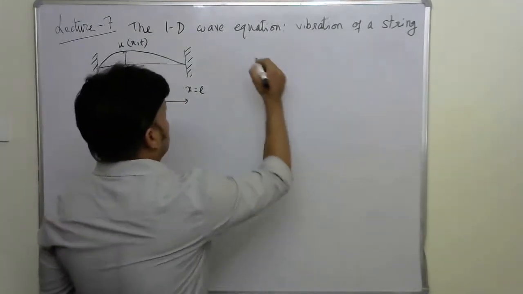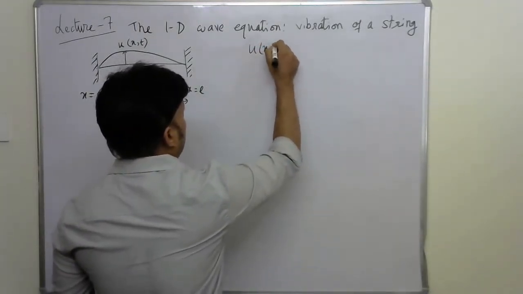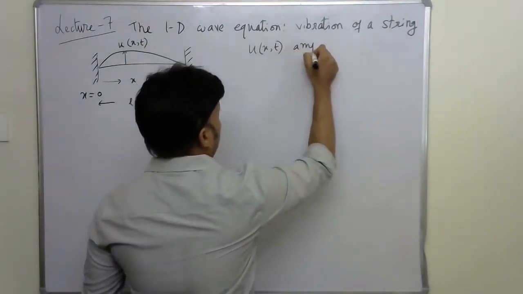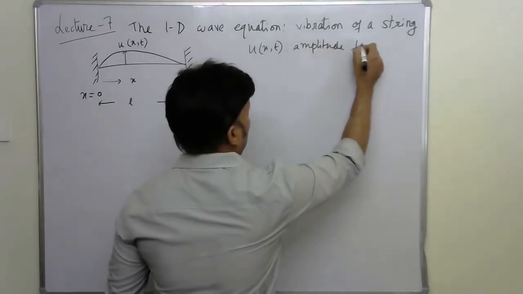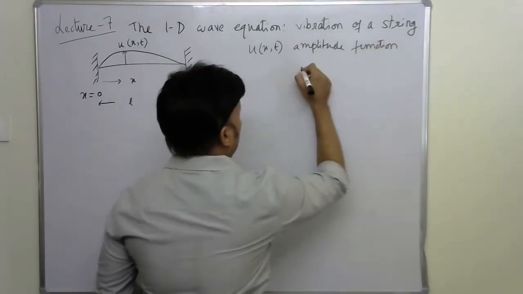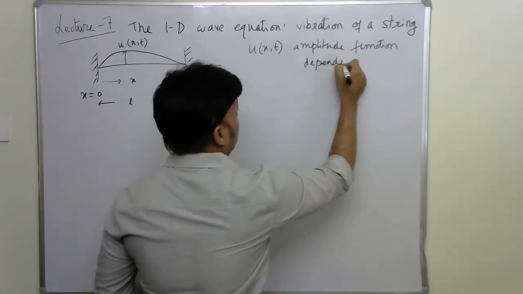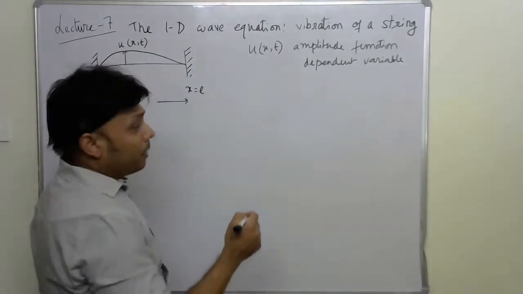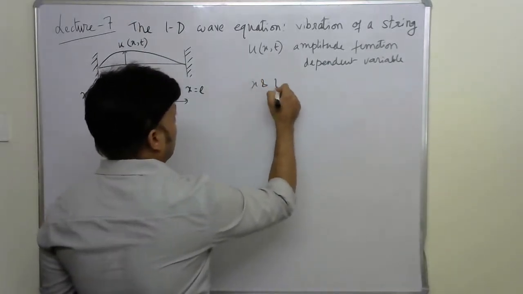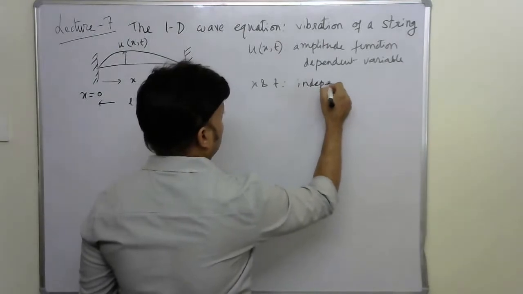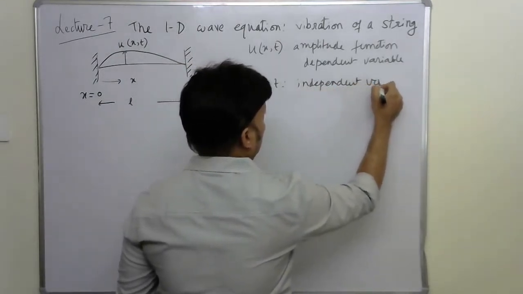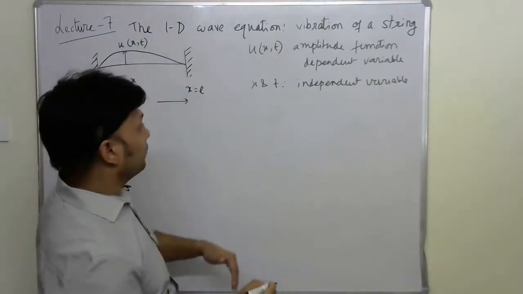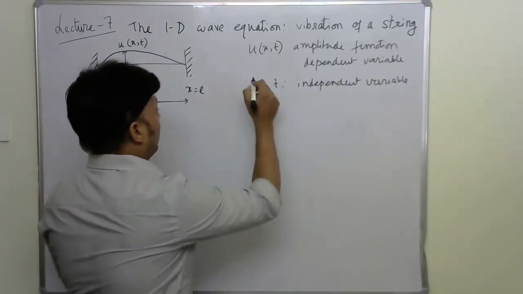So let's write this. u, a function of x and t, is called the amplitude function, and of course it's a dependent variable. And what are the independent variables here? Of course, x and t are the independent variables. So that means at different x and different t, u would vary, and u is dependent on x and t.